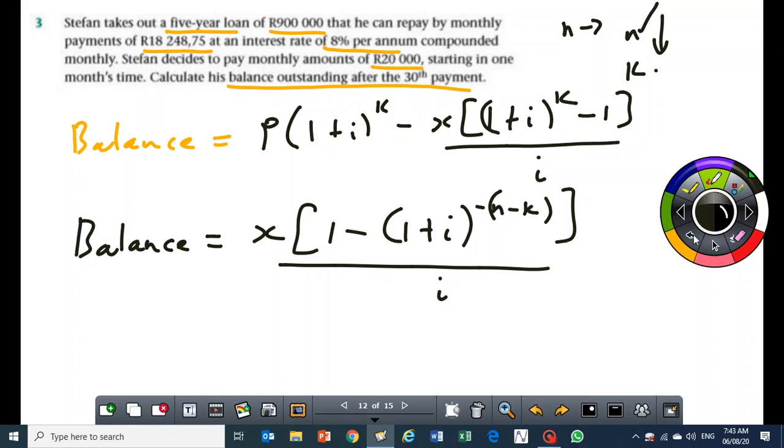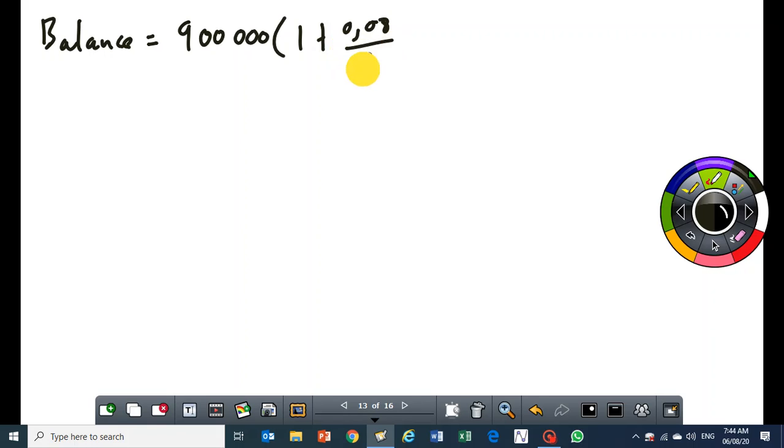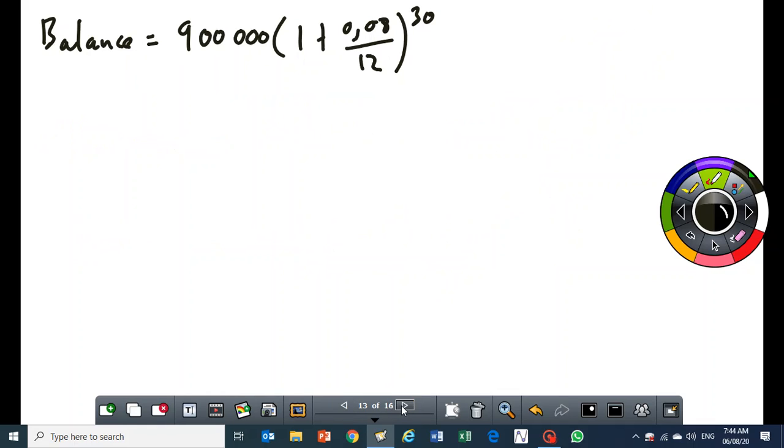Is there anybody else got a question for what I just said? Alright, so let's carry on to the next page. I'll use number 1 because K is provided there. Now, if I use number 1, remember with number 1, the P is still the same, 900,000. And then use our compound interest formula. That will be 8% because the interest rate did not change. And our K is equal to 30 because the question says calculate his balance outstanding after the 30th payment. Minus X. Our X is 20,000.